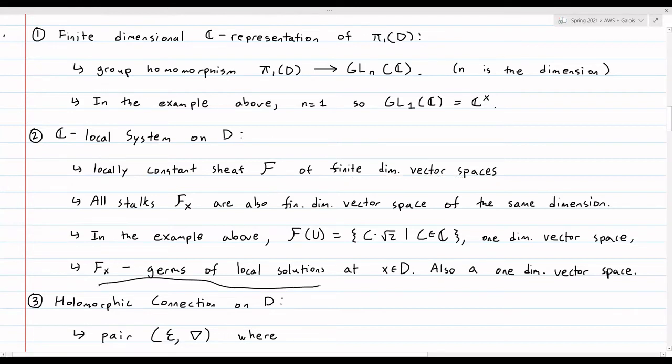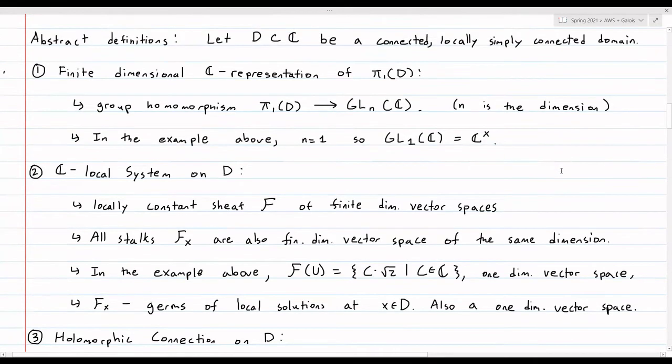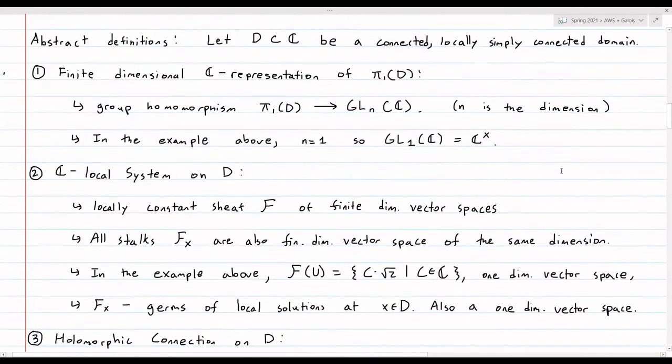And the germs of local solutions constitute the stalk of this sheaf. So the stalk is also a one-dimensional vector space. If you look at a certain point x inside of this open set, the stalk of the sheaf at x is just going to be the germs of these functions at x. So that's also a one-dimensional vector space. Cool. So these are the objects in the two categories that we covered so far.